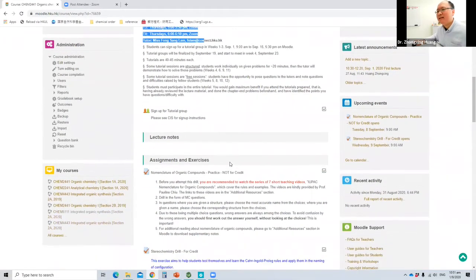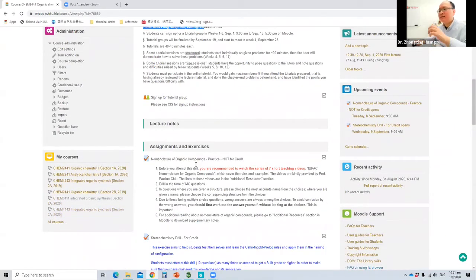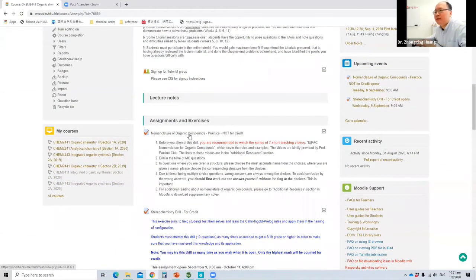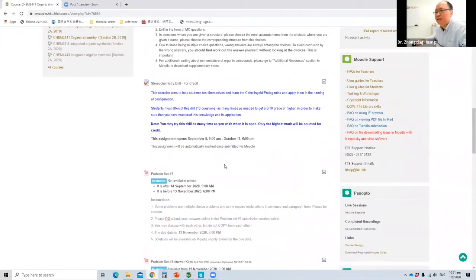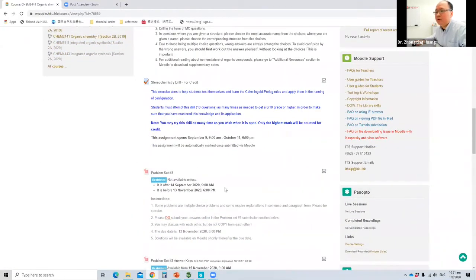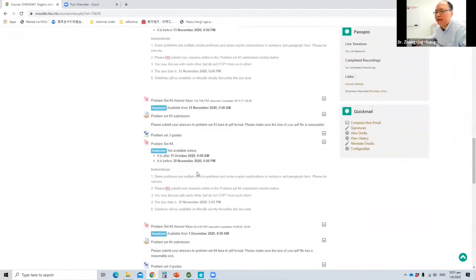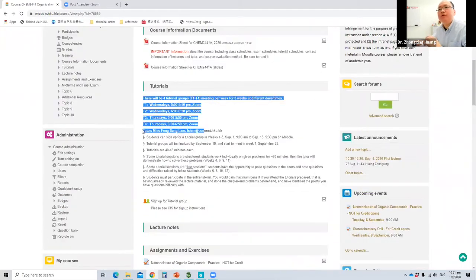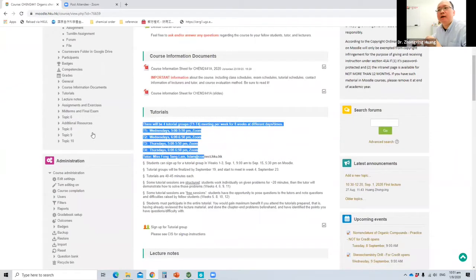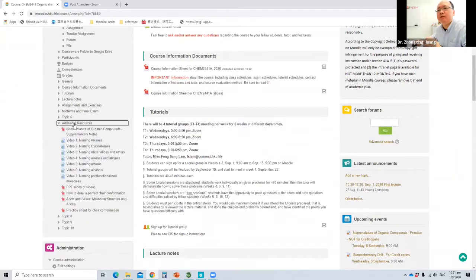Okay, and then we have assignments and exercise. You can see the nomenclature for organic compounds, not for credit. You can just do this. Some of the problems will be only available after a certain period of time. And I want to show you, on this column, you can see the additional resources.